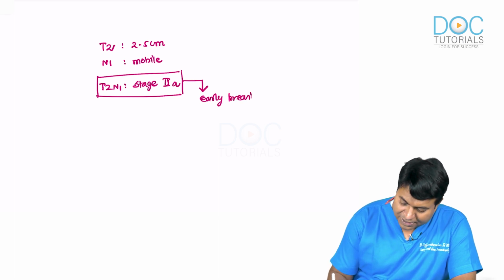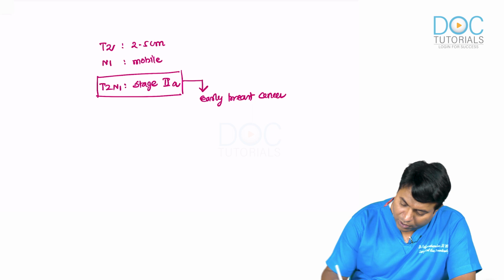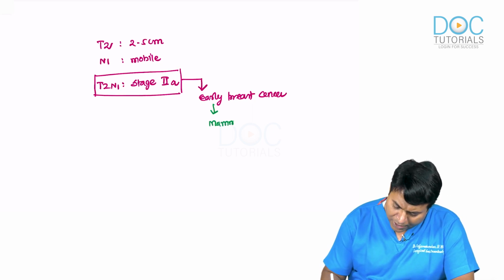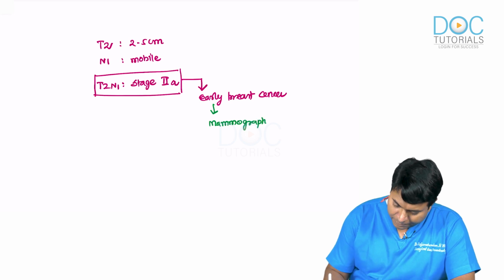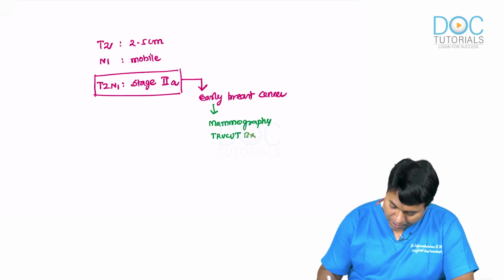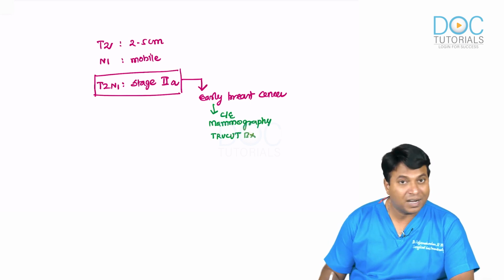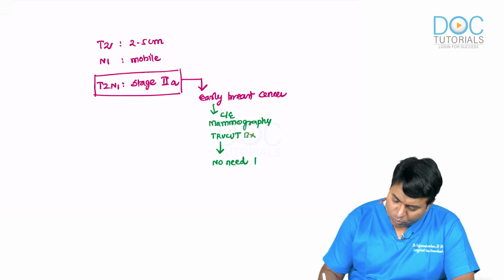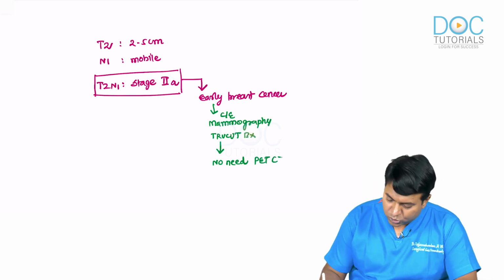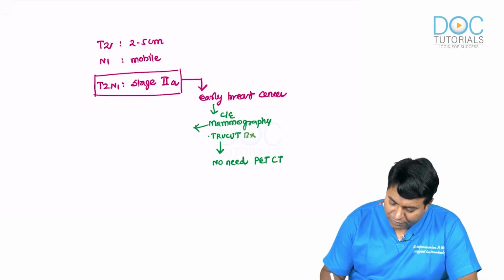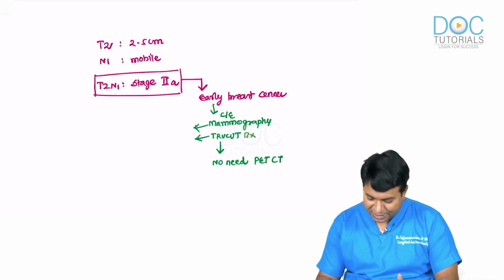For an early breast cancer, the investigations we will do are the following. We will do triple assessment, that is mammography of both breasts, true cut biopsy of the lesion, with clinical examination, radiological examination and pathological examination done. No need of PET CT because it is an early breast cancer. They would not have spread far. So the answer will be, I will do only mammography and true cut biopsy and I will plan for surgery. That is the answer for this case.